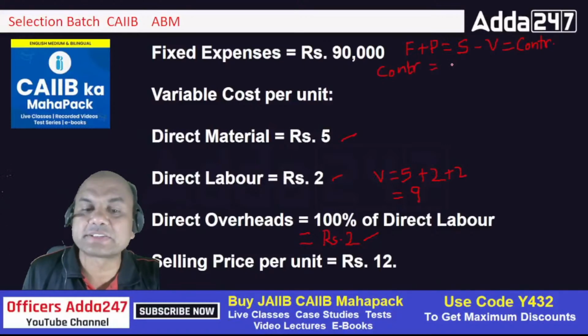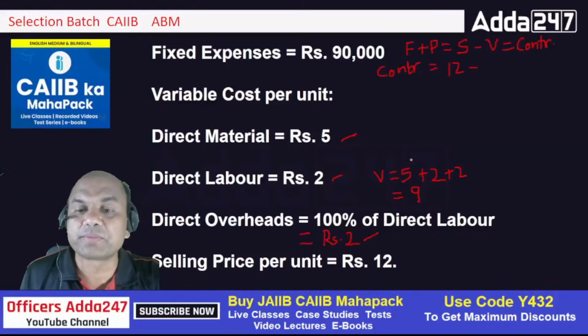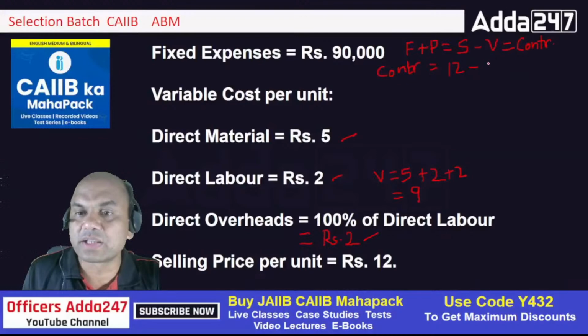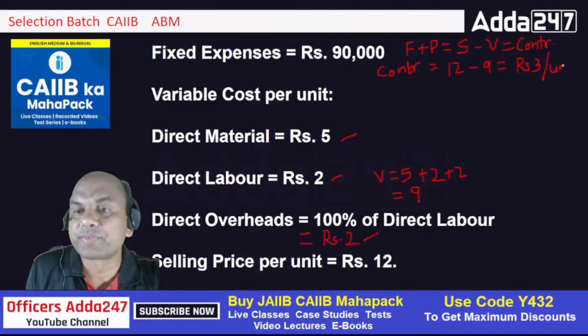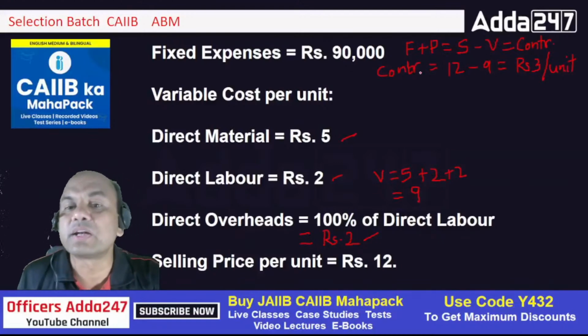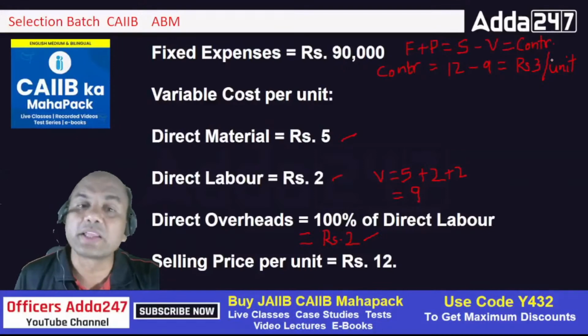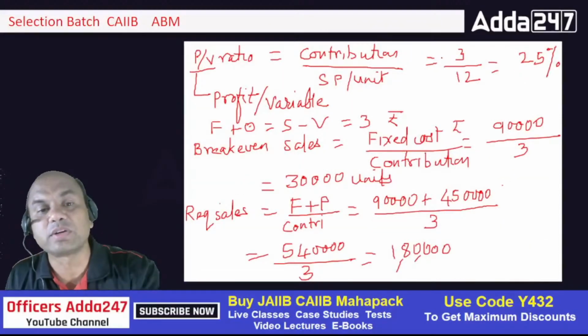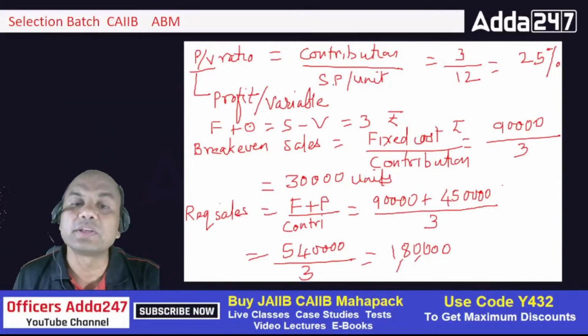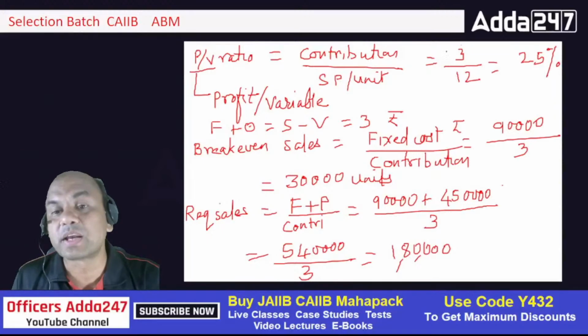S minus V. What is the selling price? 12. What is the variable cost? Variable cost is 5 plus 2 plus 2, 9, right? So contribution equals rupees 3 per unit. Now look at this, this is always per unit. So rupees 3 per unit is my contribution. Next, I want the PV ratio. What is the formula for PV ratio? Just now we saw it: contribution upon selling price per unit. And contribution, just now we found out, is 3 rupees.